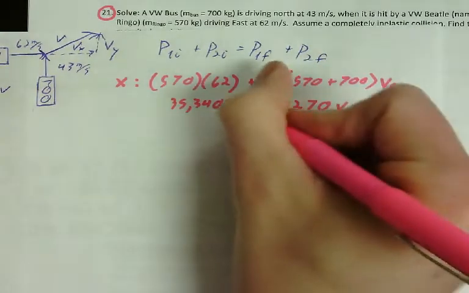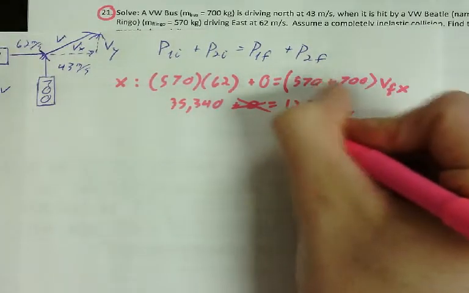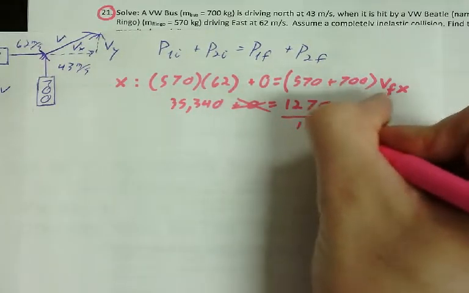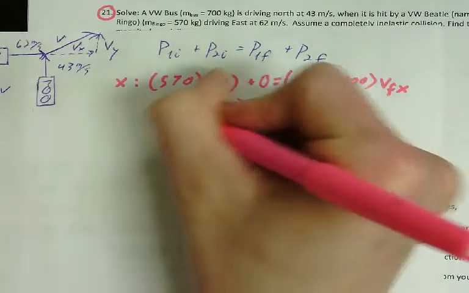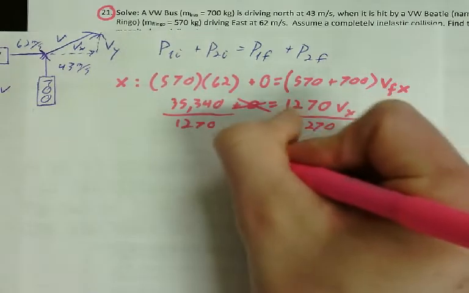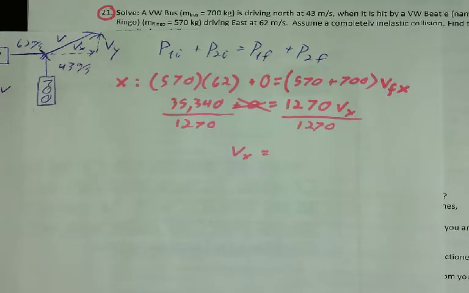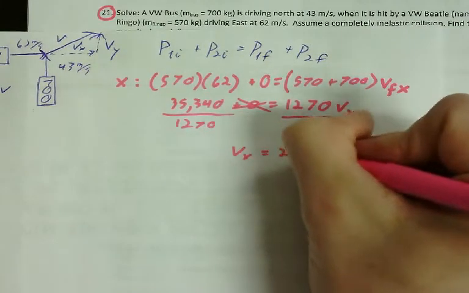And I really don't need the zero here anymore. Divide both sides by 1270. That's the opposite of multiplying. So it's being multiplied by Vx, so the opposite is dividing. That gives 27.8.